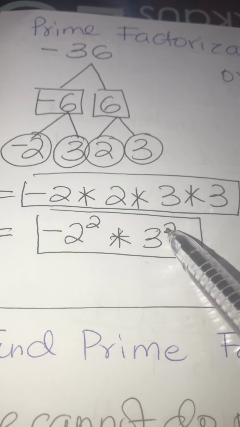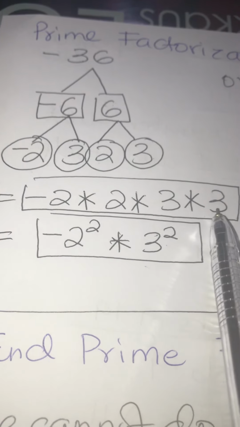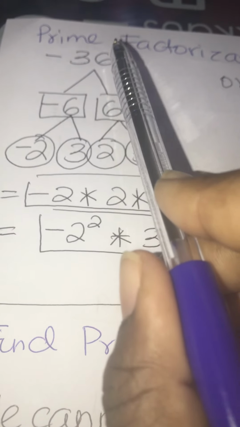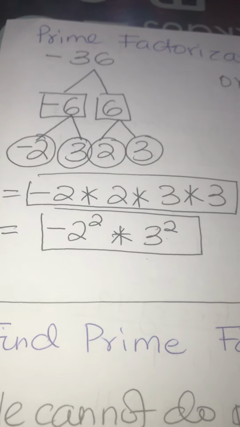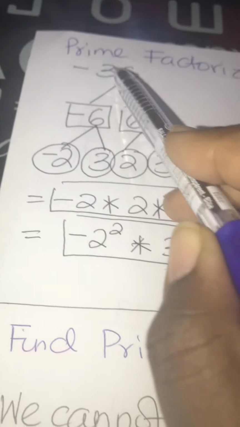If you put this in the calculator, you should get negative 36. That is how you check your work. You put these numbers you have written over here in the calculator and make sure you get this.